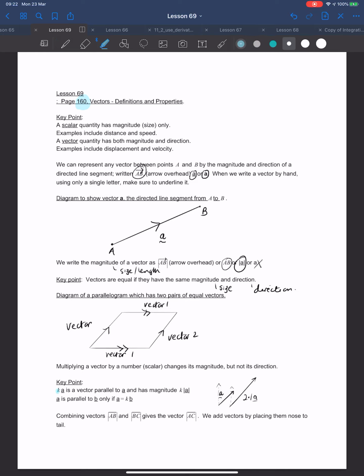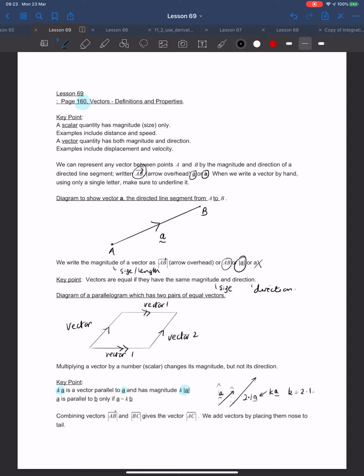kA is a vector parallel to A and has magnitude k times the magnitude of A. So this one is kA, and k is 2.1. A is parallel to B. The next line here is what I'm up to: A is parallel to B only if A is kB. So they're parallel if one's a multiple of the other. And they can actually be the same vector, as in the parallelogram above.